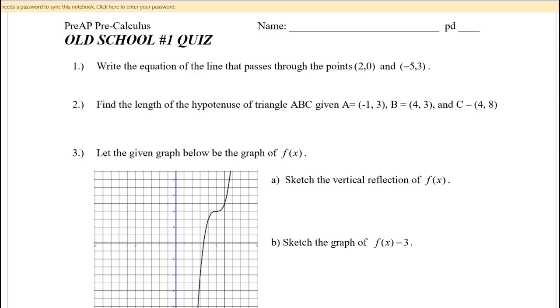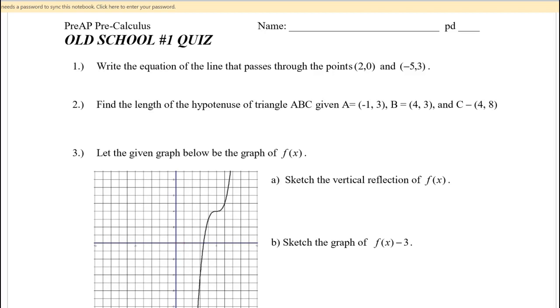All right, your first old school is going to look a little something like this, where we practice some of the most important things or formulas that need to be known for this class and future classes and the SAT and the ACT. So, number one, write the equation of a line that passes through the points (2, 0) and (-5, 3).